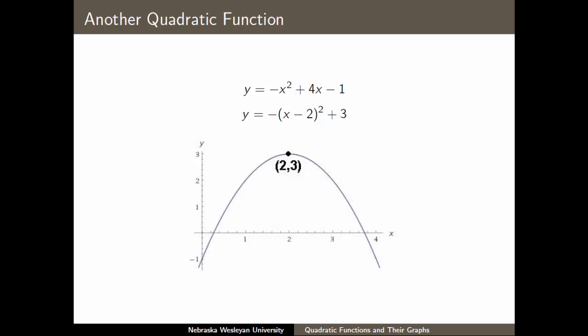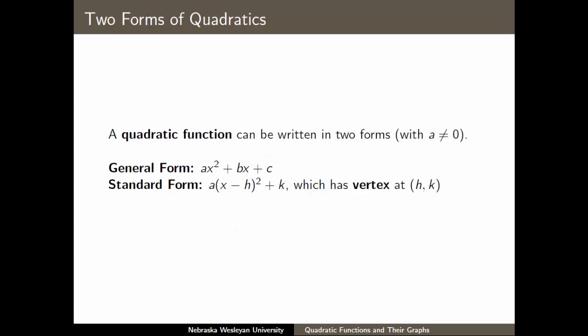The x minus 2 that's occurring inside the square tells me a horizontal shift to the right by 2. The negative that's in front of the square indicates the vertical flip, and then the plus 3 after all of that indicates the vertical shift up by 3. These two forms are called the general form and the standard form, respectively.